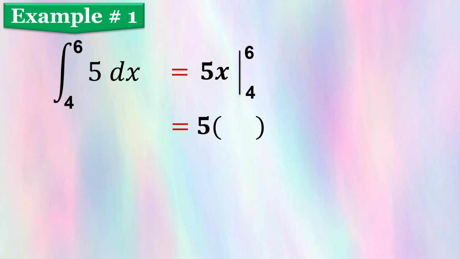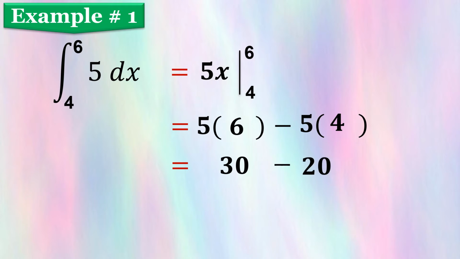So let us have example number 1. We are going to determine the integral of 5 dx from 4 to 6. Here, first we integrate 5, which is equal to 5x, and then we evaluate it from 4 to 6. The first thing we do is substitute 6, and then substitute 4. So we have 5 times 6 minus 5 times 4. 5 times 6 is equal to 30, minus 20. Therefore, we have 10. So the integral of 5 dx from 4 to 6 is equal to 10.